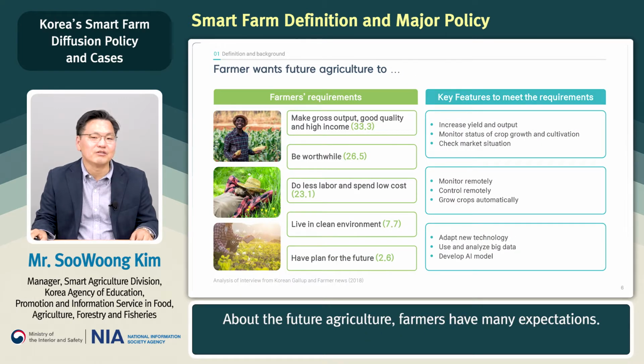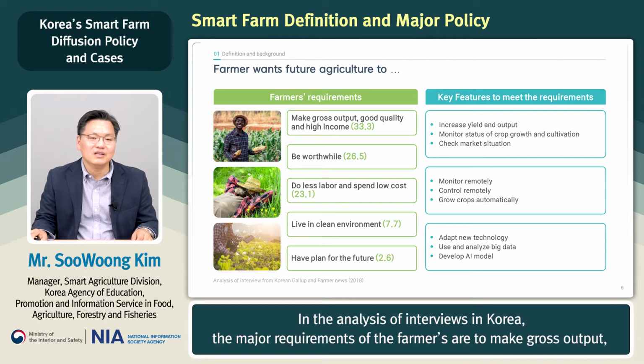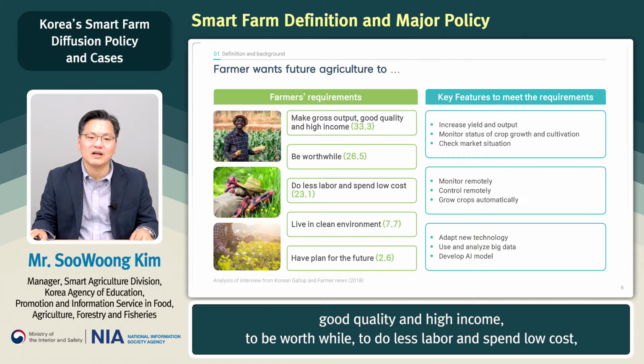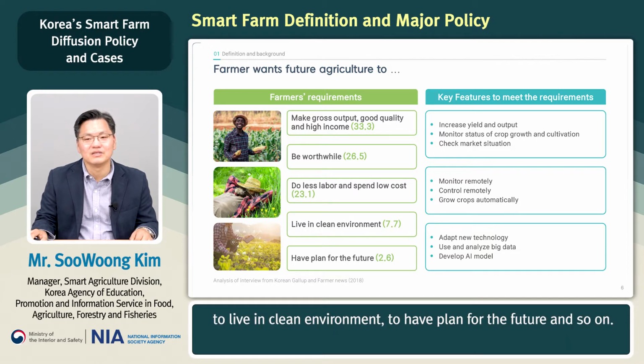About the future of agriculture, farmers have many expectations. In the analysis of interviews in Korea, the major requirements of farmers are to make a gross output, good quality, and high income, to be worthwhile, to do less labor and spend low cost, to live in a clean environment, to have a plan for the future, and so on.